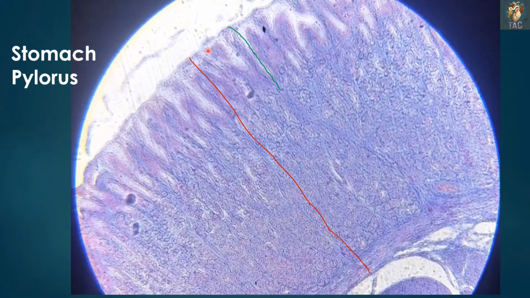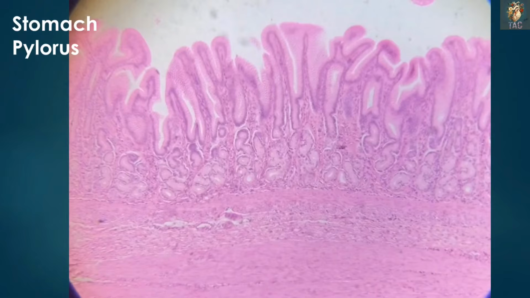Also there are a large number of mucus cells. These mucus cells are present along with the chief cells in the depth of the gland. The pits are deeper. So this one is the slide of the pylorus. Another beautiful slide of the pylorus of the stomach.